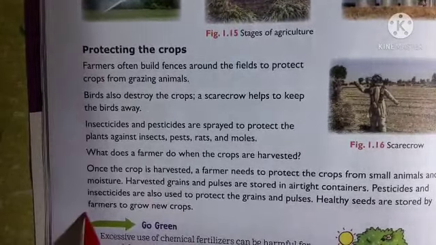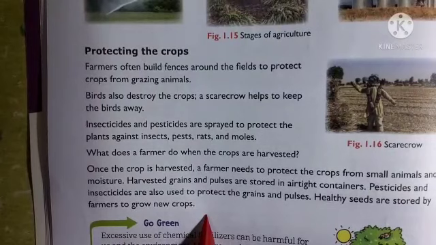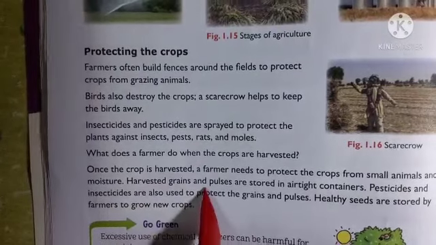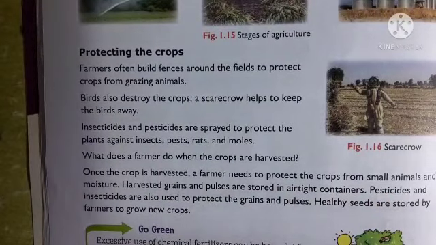Healthy seeds are stored by farmers to grow new crops. Now, they store the crops and then they take out the healthy seeds for the new crops. Insecticides kill insects and pesticides kill pests. Any other organism that destroys the crops is called a pest.